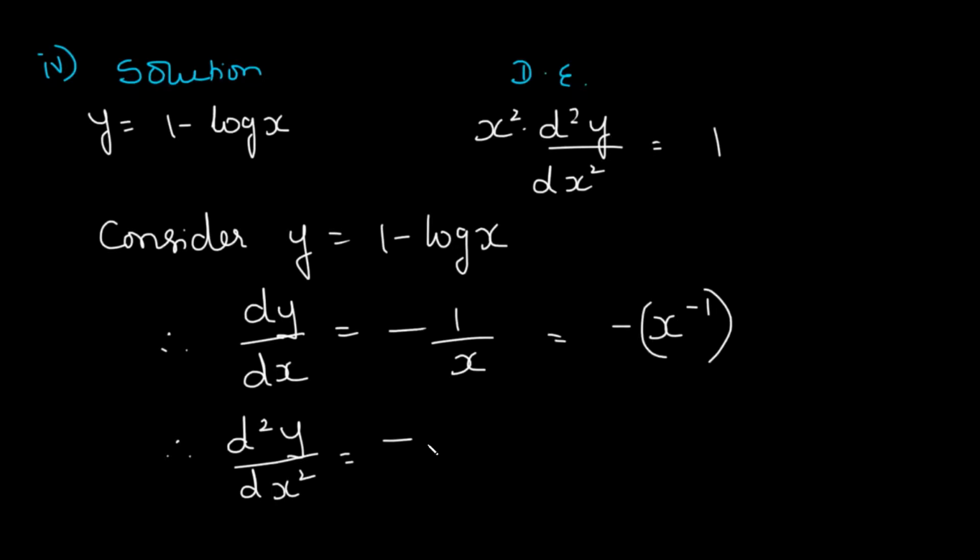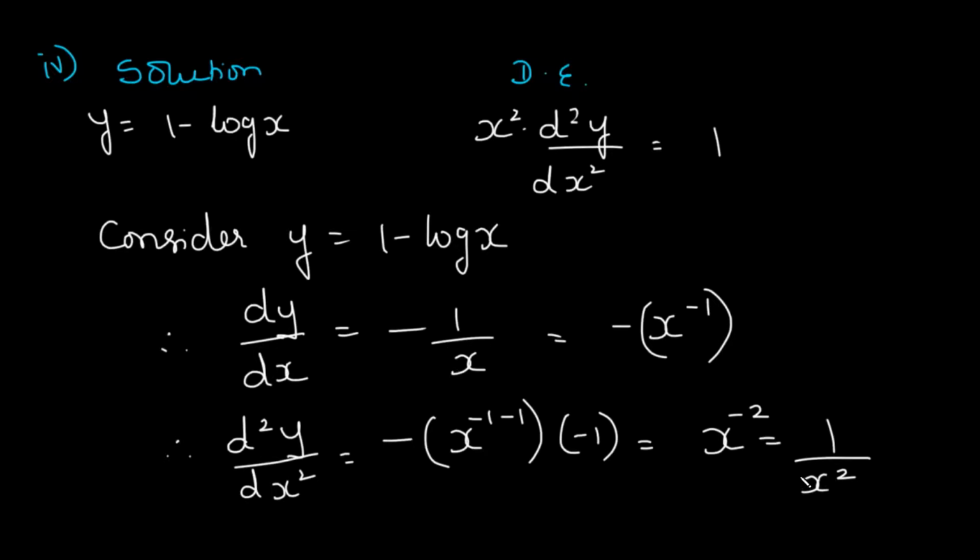So here d2y by dx2 becomes minus, use the formula for x raised to n, we get n into x raised to n minus 1, which is x raised to minus 1 in this case. So minus 1 I am writing over here. Minus into minus becomes plus. So x raised to minus 2 you're getting, and this can be written as 1 upon x square. You can even write the answer directly if you know the concept thoroughly. In this way we got d2y by dx2.